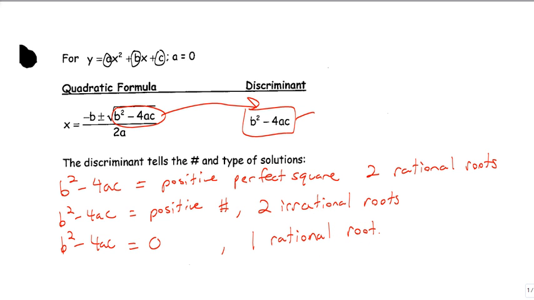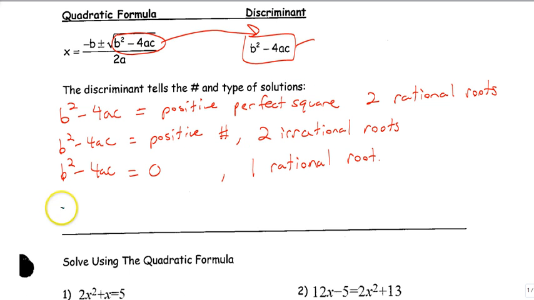And finally, the last one, if our square root, or our discriminant, is negative, a negative anything, it could be a perfect square or not a perfect square. I can't spell negative today. Then you have two imaginary roots, because you cannot take the square root of a negative number.